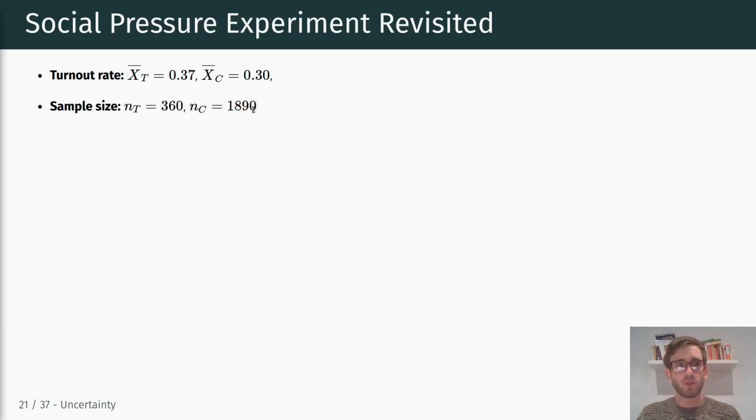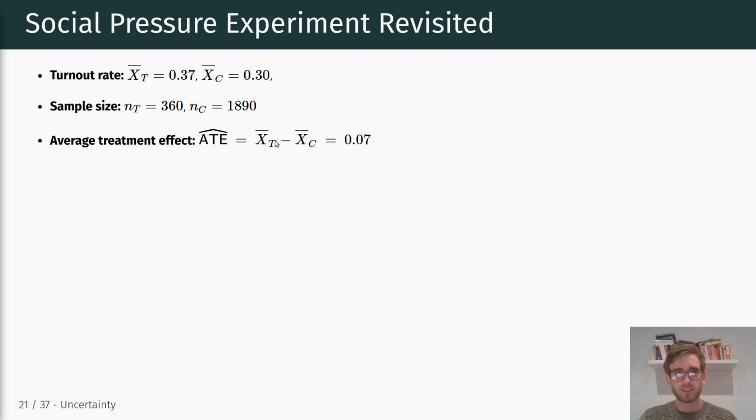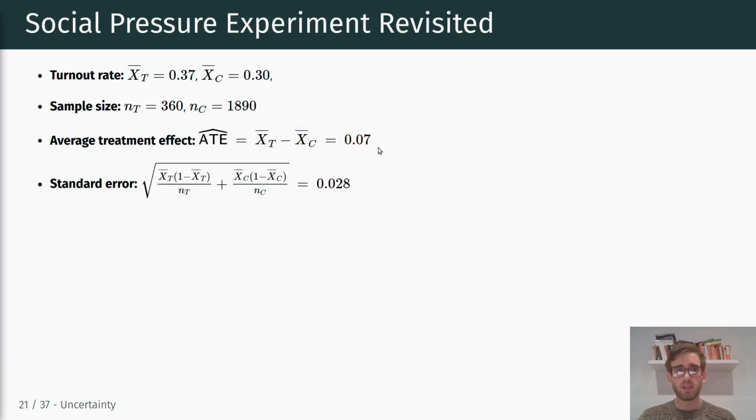And in the control group, we have 1,890 people. The average treatment effect, of course, is the difference between xt bar and xc bar, and that's just 0.07. The standard error of that average treatment effect is just the variance of xt bar plus the variance of xc bar, making the assumption that xt bar and xc bar are not correlated with each other.